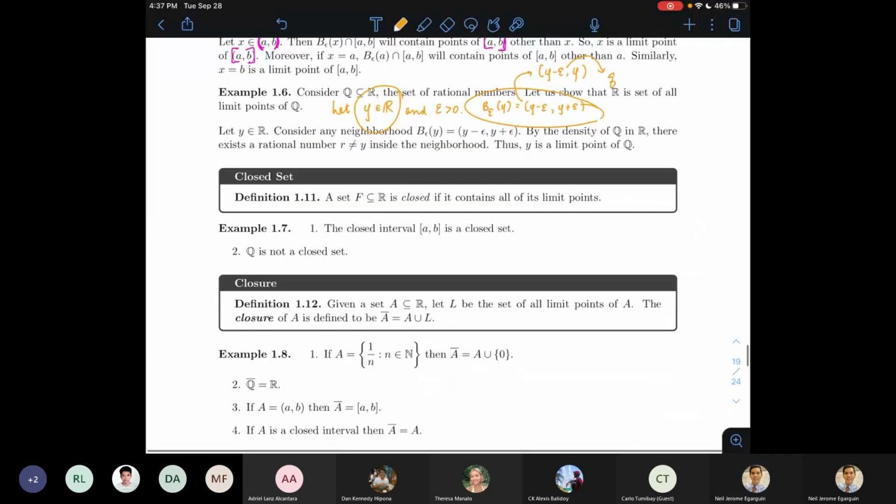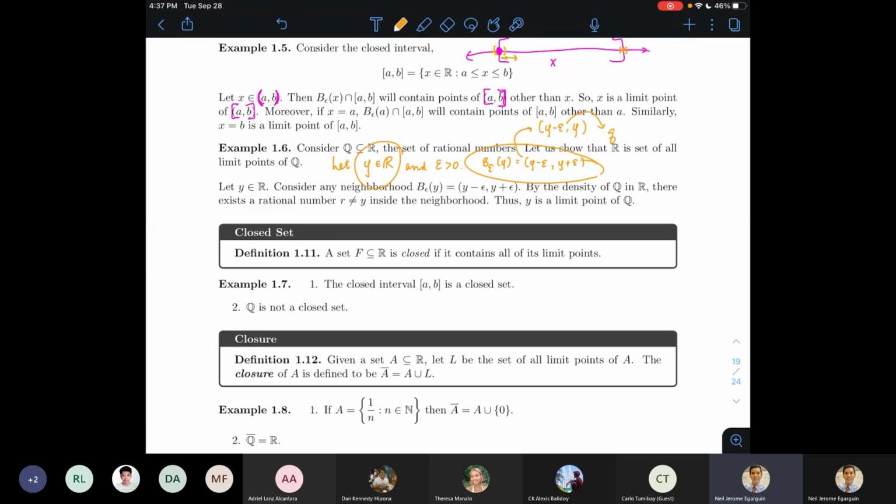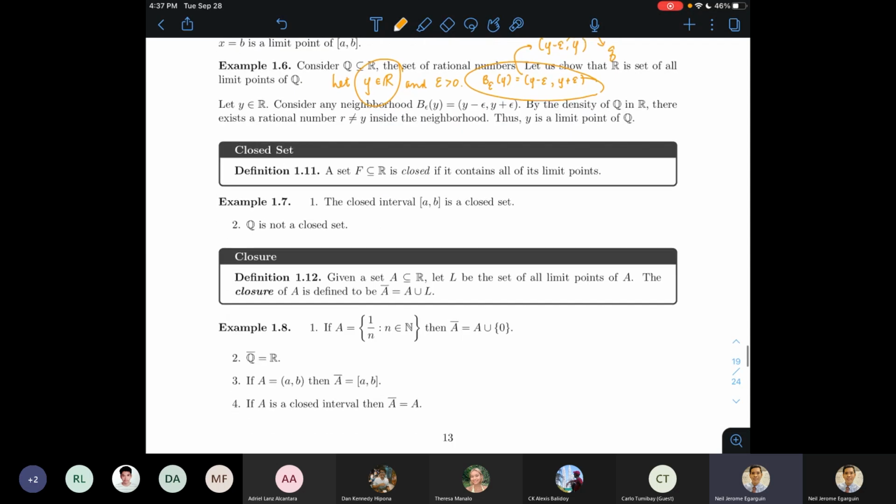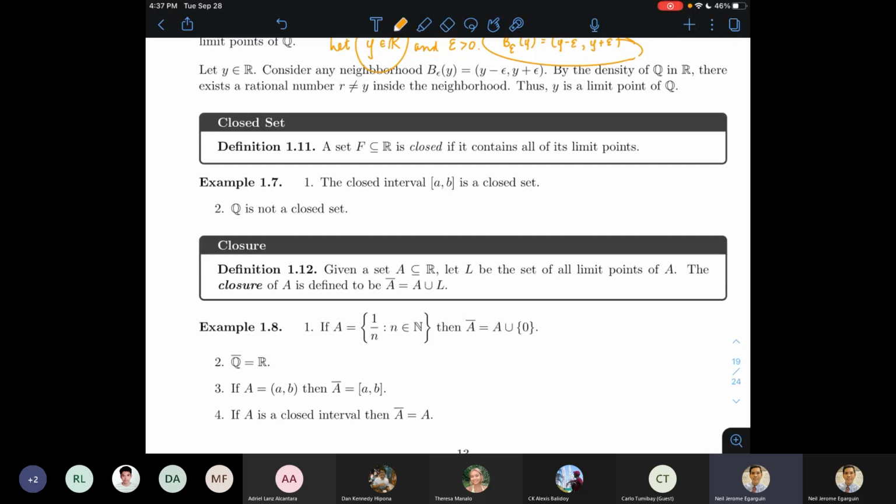Okay. All right. Now, nakakita tayo ng dalawang examples. The first example is that there is a set whose limit points are all in the set, or all of its elements are limit points. Tapos sa example 6, meron tayong isang set na mas malaki sa sarili niya yung set of all limit points. Okay? Now, let's characterize this a little further and complete our definition of the topology on R. So let's look at definition 11, which tries to define what closed sets are.